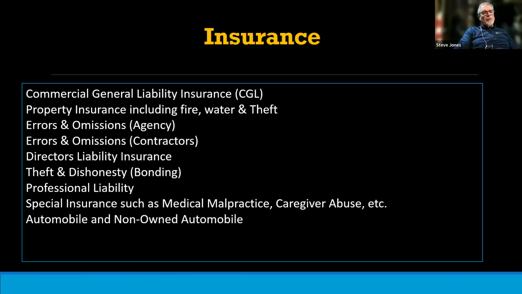You can have automobile insurance for your cars that you own or lease in the business. And then you can have non-owned automobile insurance. This is where your contractors are driving their cars, or your contractors, your employees, are driving your customers' vehicles. So your employees are going to have primary insurance on their car, their truck. Your customer is going to have primary insurance on their car, their truck.